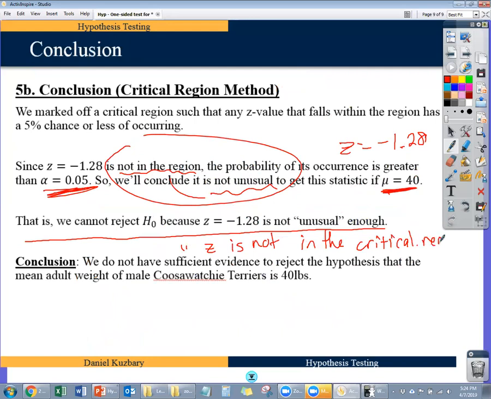region, that orange box. I know I'm throwing a lot at you, but this is a general way to conclude really any hypothesis test. We do not reject H naught because Z is not in the critical region. If Z was in the critical region, we'd reject H naught. But since it's not, we won't. So here's the same conclusion I did with the p-value method. We don't have sufficient evidence to reject the hypothesis that the mean adult weight of the male Kusawachi Terrier is 40 pounds. Okay, so that's the end of my example.